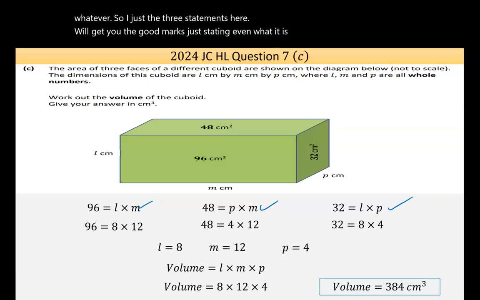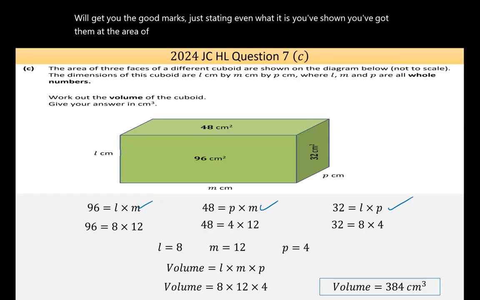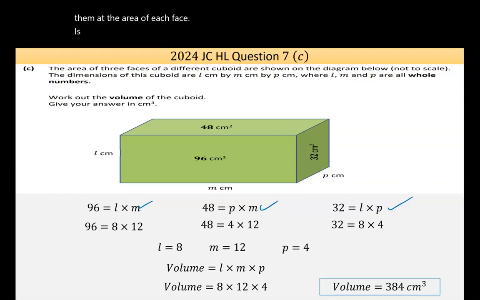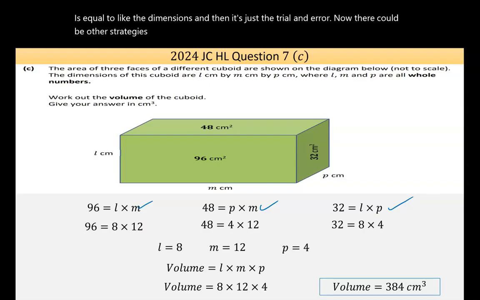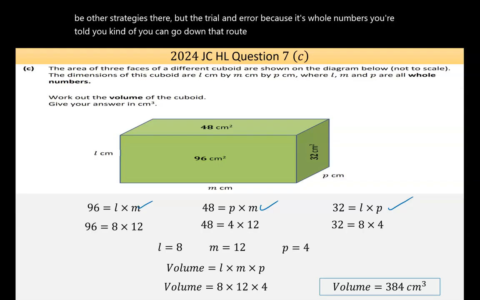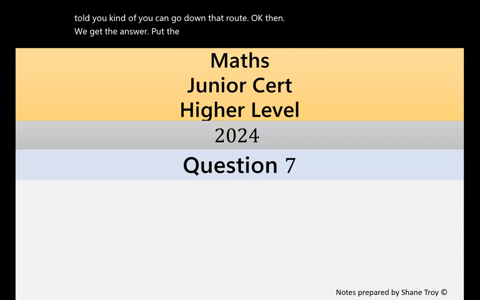You've shown that the area of each face is equal to the dimensions of it, and then it's just trial and error. There could be other strategies, but because you're told they're whole numbers, you can go down that route. Then we get the answer, put the units in, and that's the end of question 7.